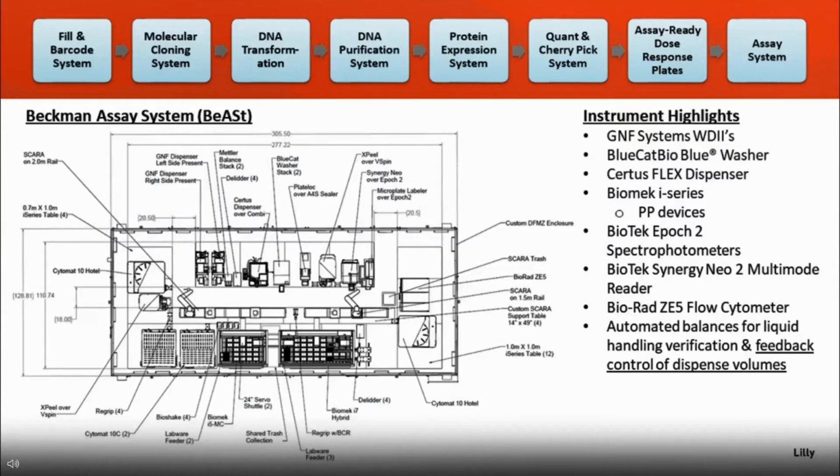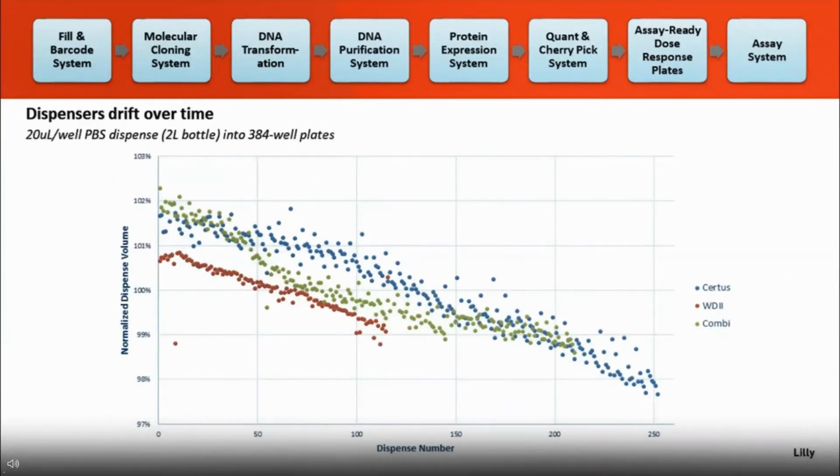And the one thing I want to talk a little bit about is how the balances are incorporated onto this system in particular. And so we have balances that work with our WD2s to have a feedback loop to control dispensing. So when we got this system early on, I put a 2-liter bottle of PBS onto several of the different types of dispensers on the system and just dispensed 20 microliters per well into 384 well plates and repeated that for hundreds of cycles. And what you see here, this is normalized to 20 microliters.